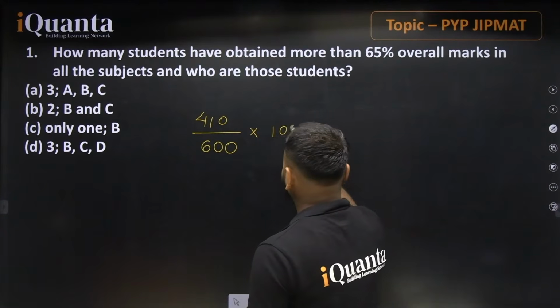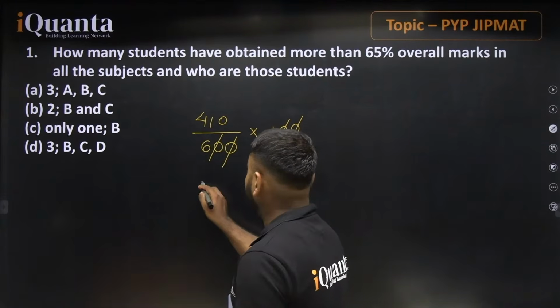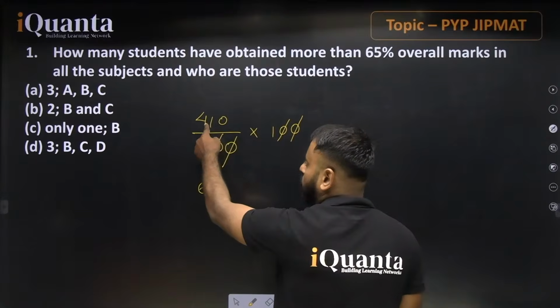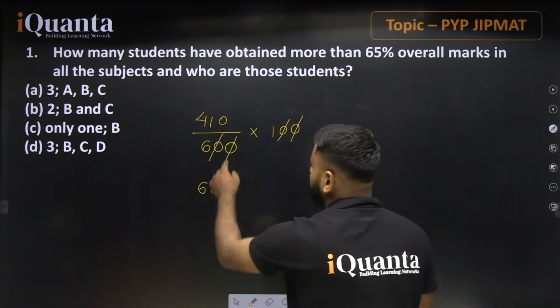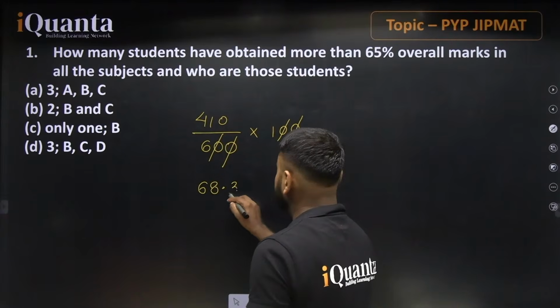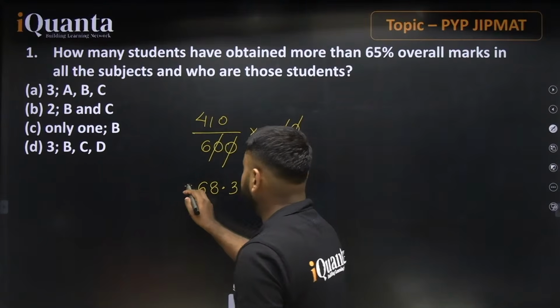If we talk about this 100, this value will be equal to 0, the 0s cancel out, and this value will be equal to 6. 6 6s are 36, and now we are left with 50. 6 8s are 48, and then 220, 6 3s are 18, 6 3s are 18. So 68.33% is secured by whom?